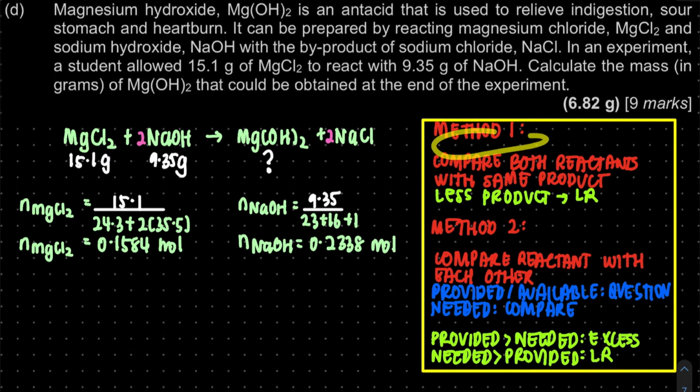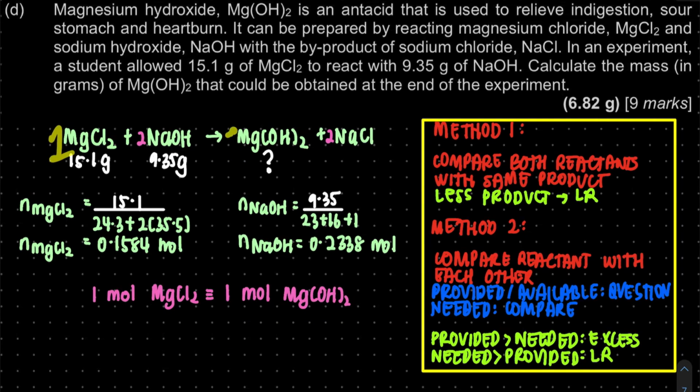Now that we have found the number of mole, I'm going to do method 1, where I compare both of the reactants with the same product. Because the question asks for the mass of magnesium hydroxide, I'm just going to find the number of mole for magnesium hydroxide straight away. First, for the comparison, we write down 1 mole of MgCl2 is equivalent to 1 mole of magnesium hydroxide. So we know that it is a 1-to-1 ratio.